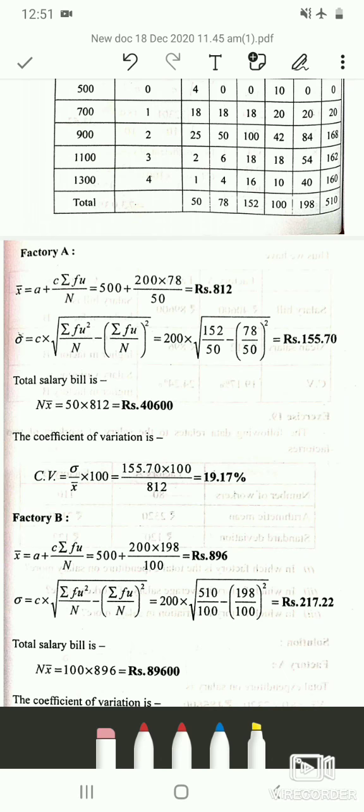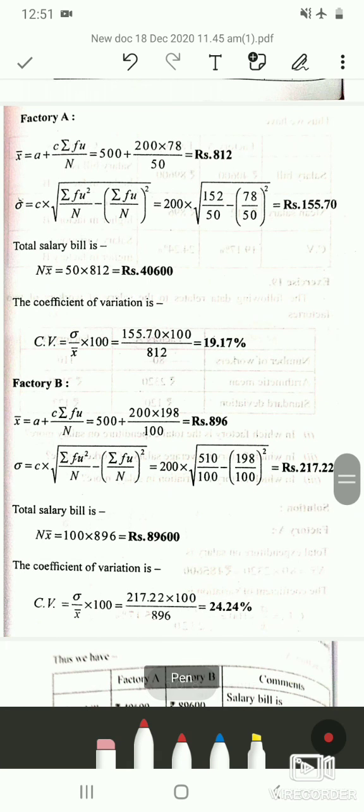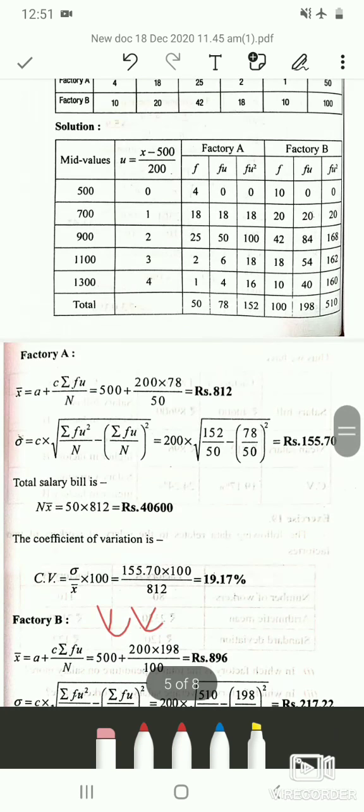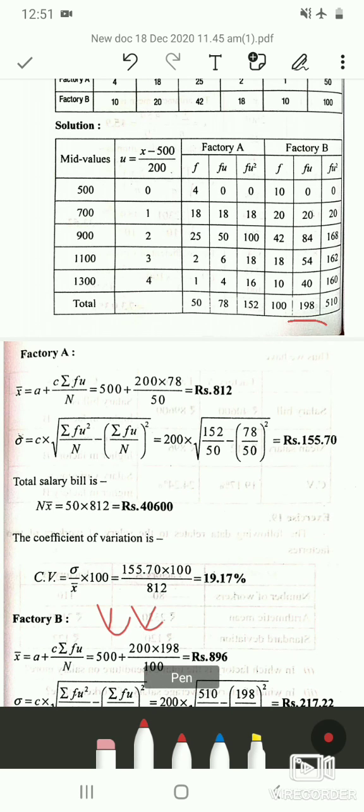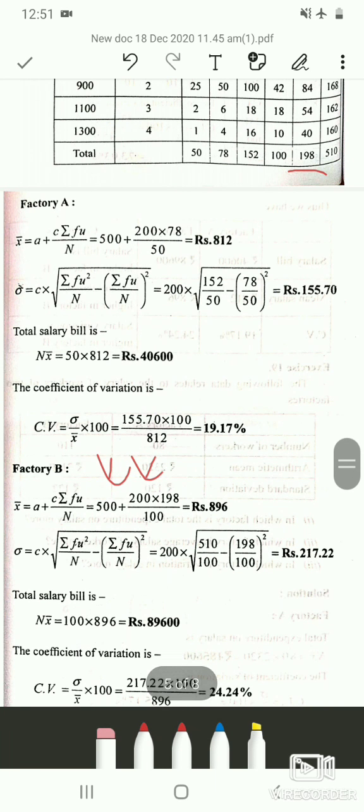So we are done for factory A. Then similarly calculate everything for factory B, that is x bar is equal to A plus C into summation FU divided by capital N. A still remains the same, that is 500, C is also 200, and summation FU for factory B is 198. So 198 divided by 100 plus 500, when you do, you will get the answer as rupees 896, which is x bar, that is arithmetic mean of factory B.